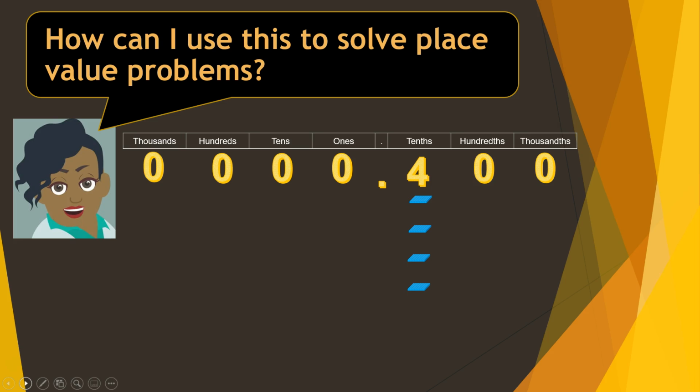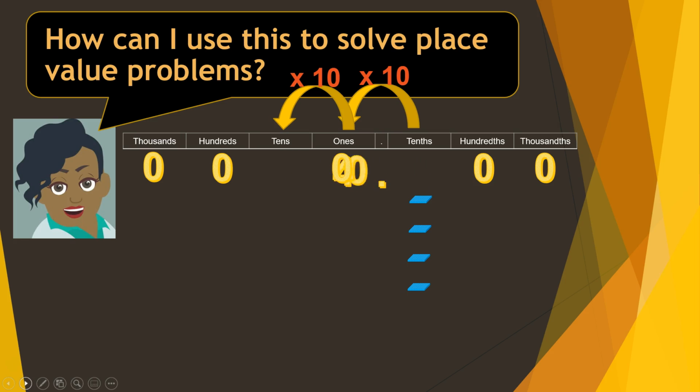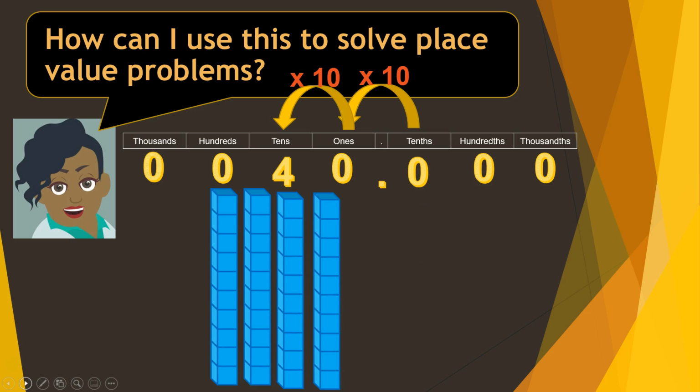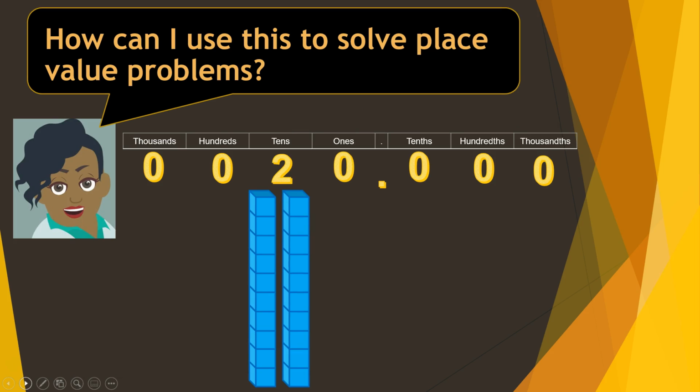If I move the digit 4 two places to the left, it will be times 10 times 10. In other words, 100 times bigger. That means my representation will be 100 times bigger. And I can represent the move with the equation 4/10ths times 100 equals 40. We can also move digits right in a number.